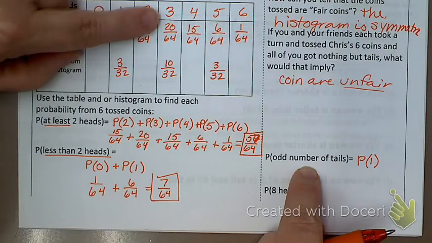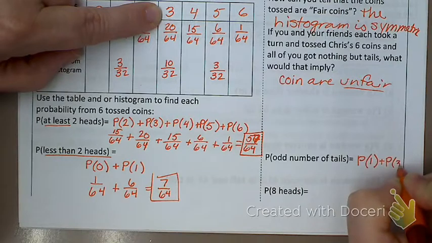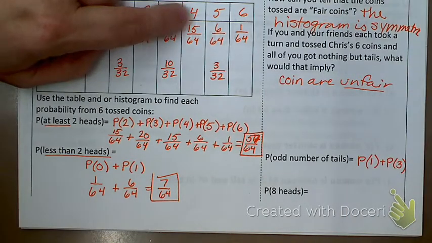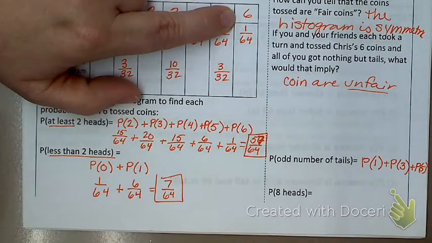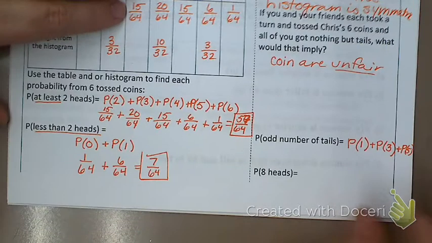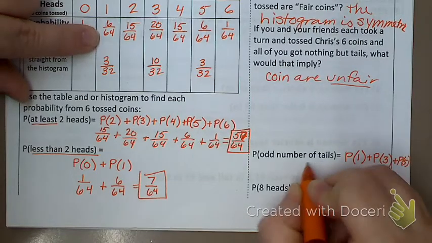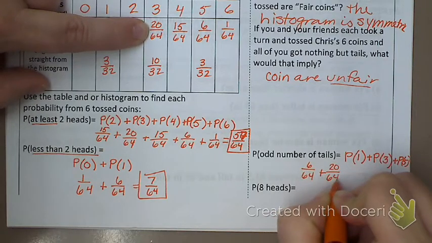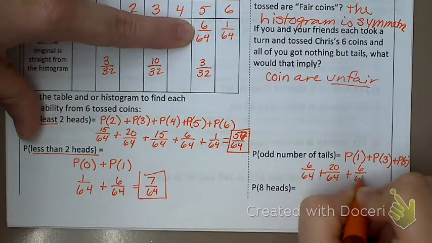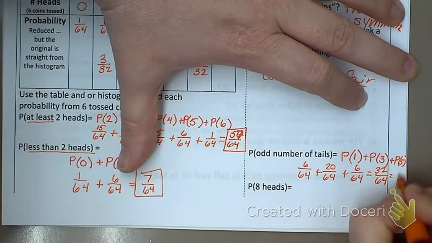That's not odd. 3 heads would be 3 tails. That is odd. 4 heads would be 2 tails. That's not odd. 5 heads would be 1 tail. And that is odd. I'm running out of room there. And thankfully 6 heads would be no tails, and that does not fit there. So that would be the probability of 1 plus the probability of 3 plus the probability of 5. So that means 6 over 64 plus 20 over 64 plus 6 over 64. And that gives me 32 over 64, which reduces to 1/2.